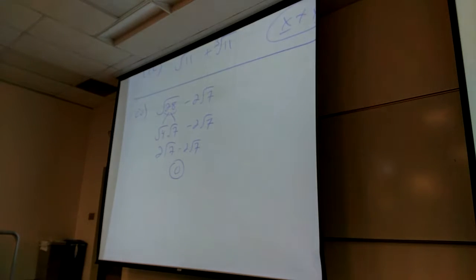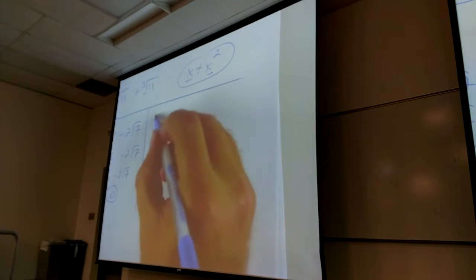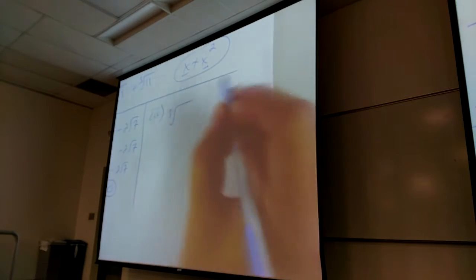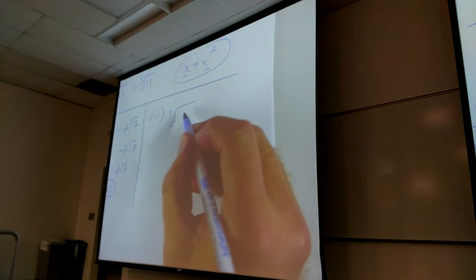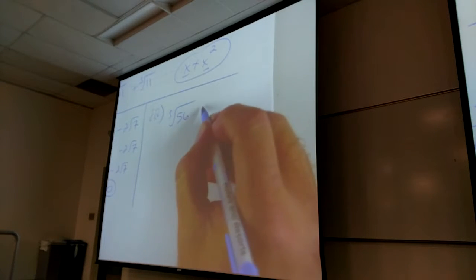So what about, let's see, cube root of, what you got, Jeff? Cube root of 56 plus 2 cube roots of 7.